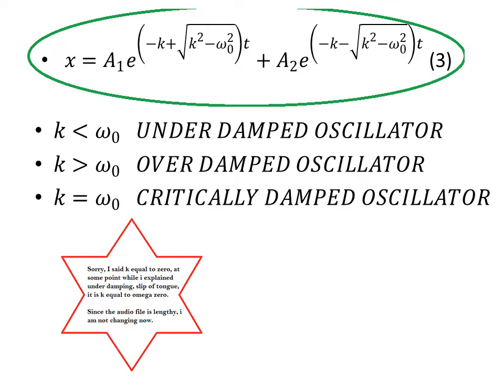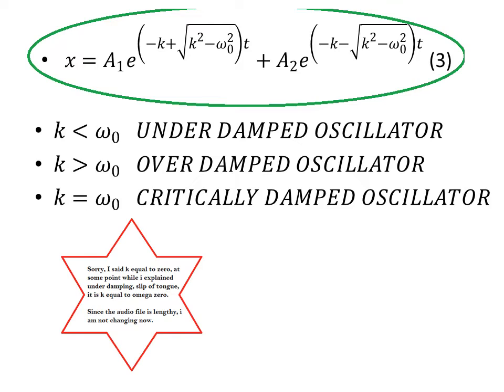But depending on the value of the damping constant and omega 0, for example when k is equal to omega 0, that is a special case which we call critical damping. In that case the expression for displacement will be a1 plus a2 into e raised to minus kt. So a1 and a2 are some kind of amplitude factor. We will have to find the exact form of a1 and a2, for which we will have to look at the solution in detail.